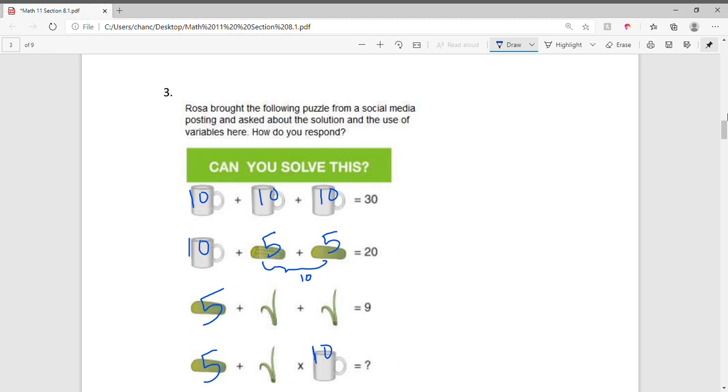Now a cucumber plus 2 sprouts should be equal to 9. So this means these 2 sprouts should be worth 4 together, and that implies each of them is worth 2. Now we can solve our problem. We know 5 plus 2 plus 10 gives us 17. So $17 is the total for a cucumber, a sprout, and a cup.